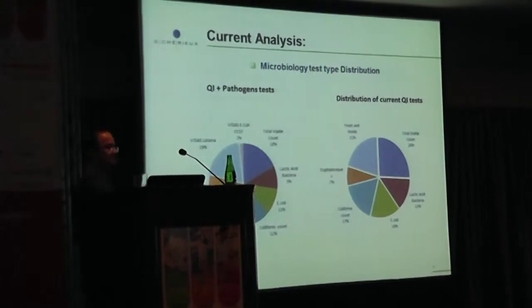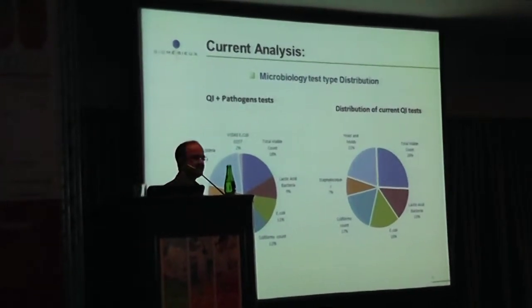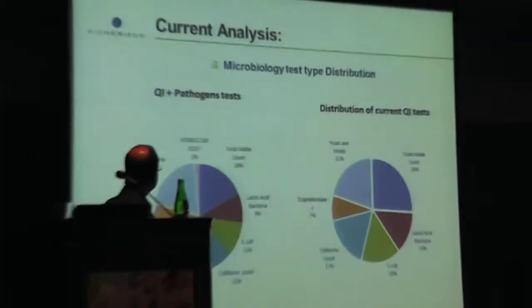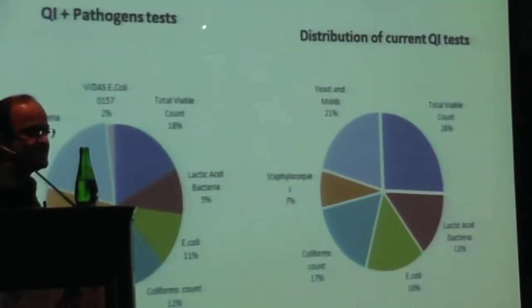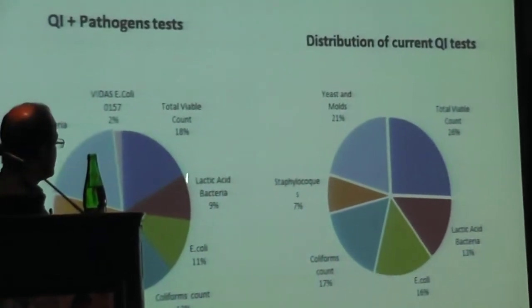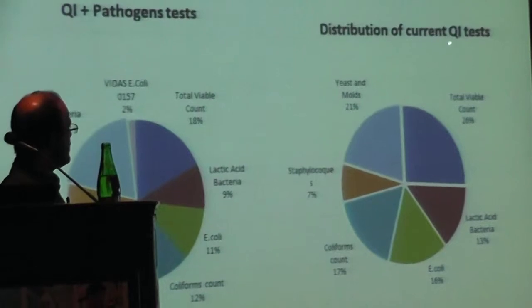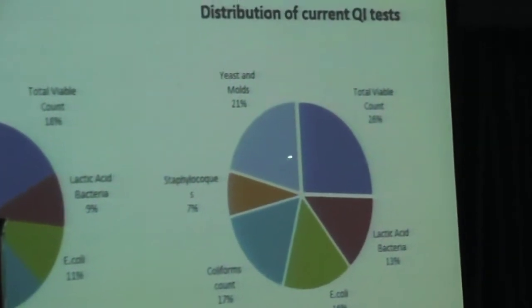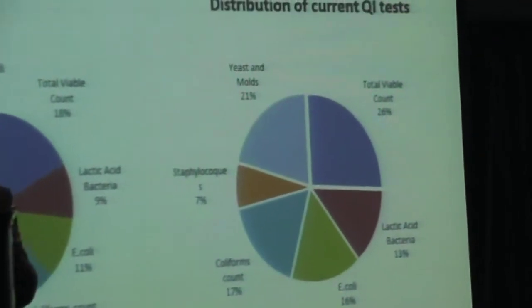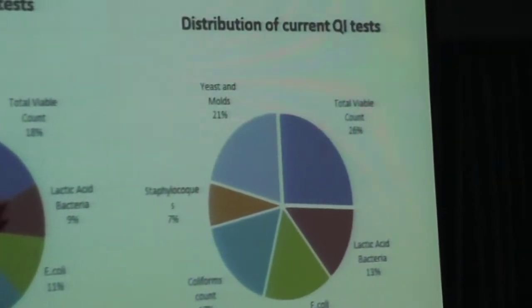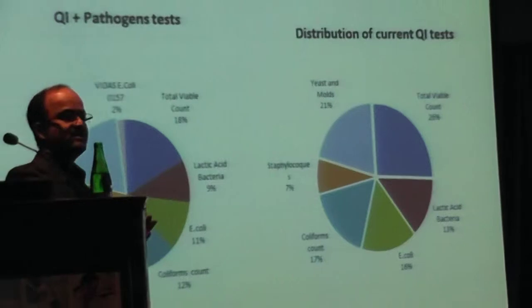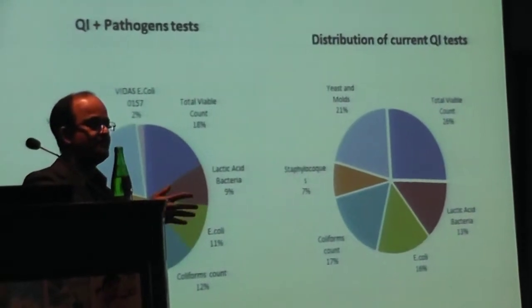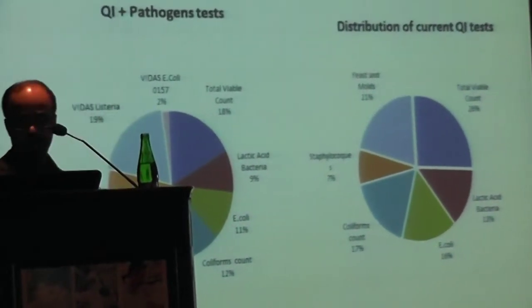Here's a snapshot of how their receiving pattern looked. That's in regards to their QI and pathogen tests. That was their volume, based on percentage. And then we also did just their QI, that's the microbiology test. All this data was pulled from their LIMS. It was a year's worth of data that we analyzed before providing them the results.